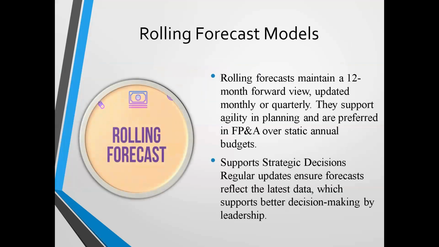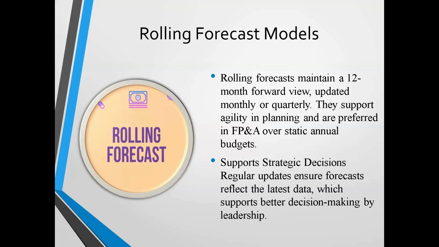Rolling forecast model. Rolling forecasts maintain a 12-month forward view, updated monthly or quarterly. They support flexibility in planning and are preferred in FP&A over static annual budgets. They support strategic decisions. Regular updates ensure forecasts reflect the latest data, which supports better decision making by leadership.